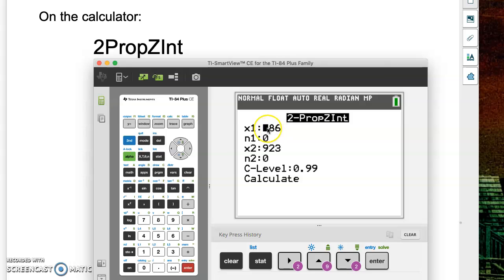Okay, so x1 is, and I don't have the numbers here, I'm not going to do it, but you just fill the numbers in. So that's the numerator, the denominator, the numerator, the denominator. Change this to 0.95, calculate, and you should get the same numbers that we got from before. All right, so that's an example from section 8.3.